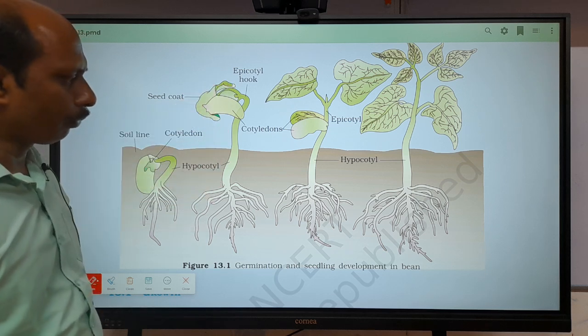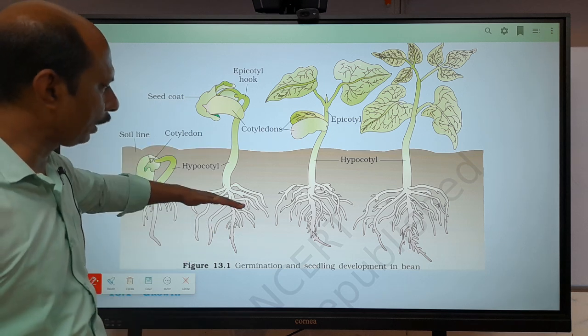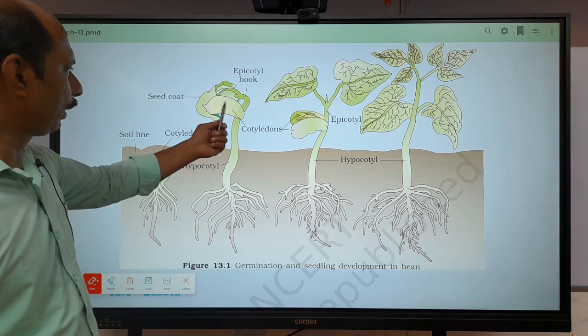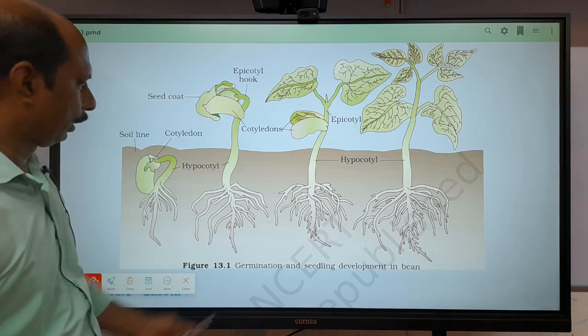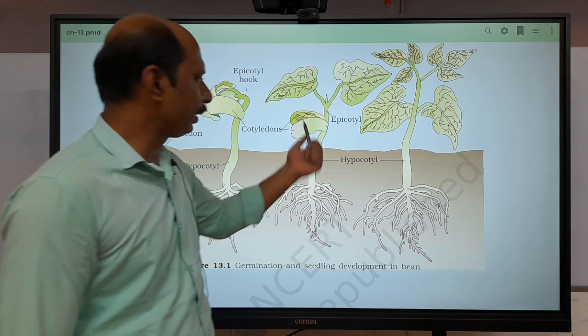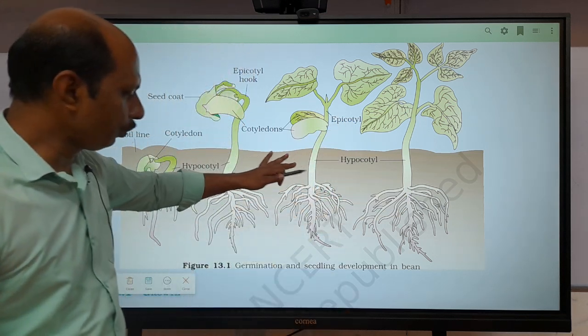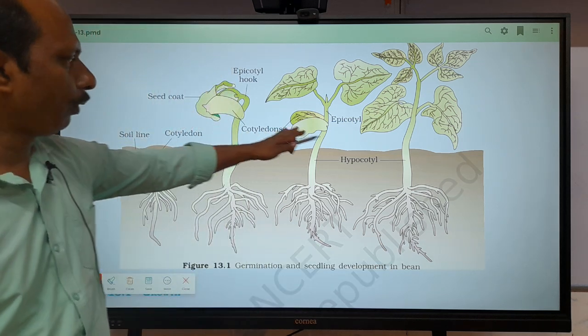The hypocotyl means what? Hypo means beneath the soil and epi means above the soil. So these are cotyledons, they come outside. The epicotyl hook is their form. Now look here, these are cotyledons, epicotyl, this is hypocotyl. Now when you see this one, it is the development in beans. Can you tell me what type of germination this is?